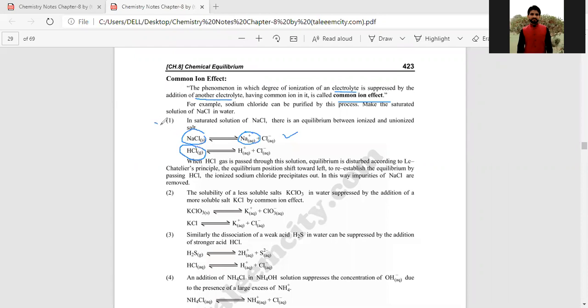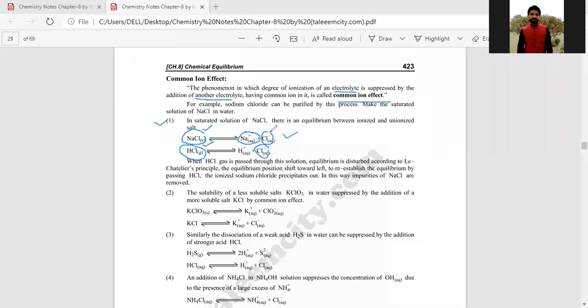In this example, we are basically purifying the sodium chloride solution. Sodium chloride has some impurities. If we want to purify that, then we have to dissociate it and add HCl gas to it. HCl gas has the same common ion. Look here, chloride ion. Here you can see also chloride ion.